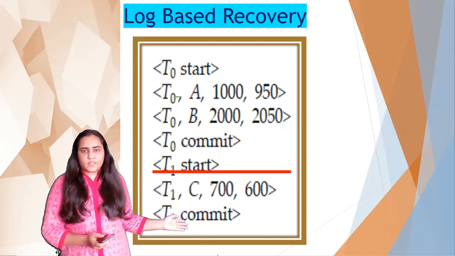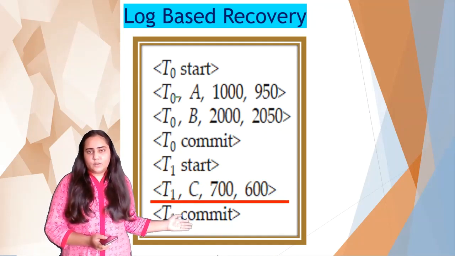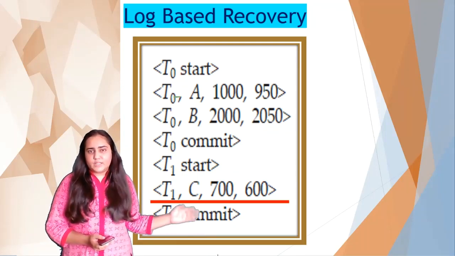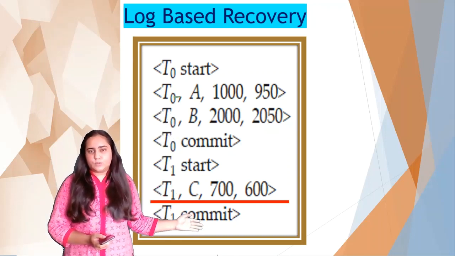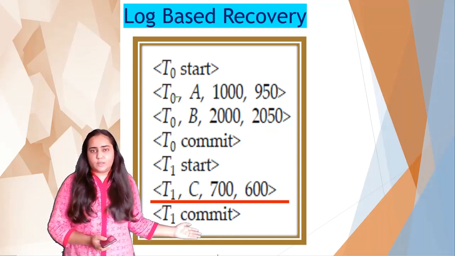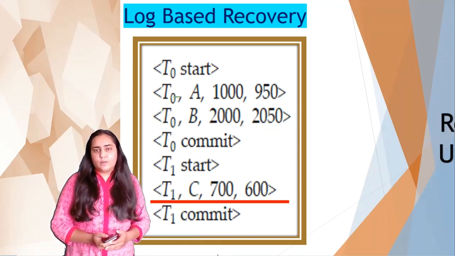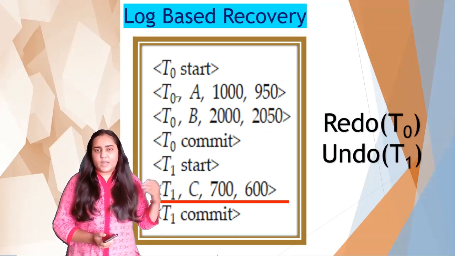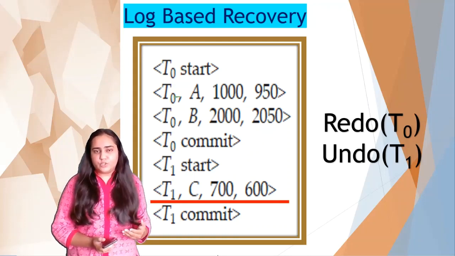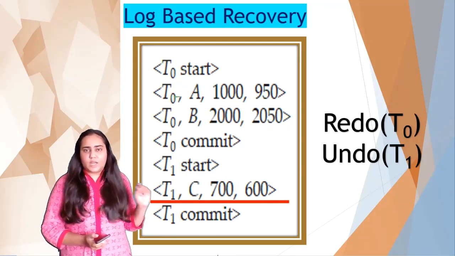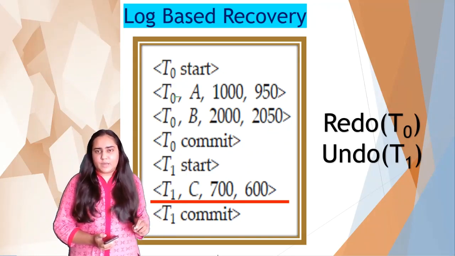Now consider that there is a failure at this point. So in the log, only this much data is stored, and after that, there's a failure. That means my log only contains everything from T0 start to this statement with data item C, but nothing of commit is stored in my log. So in this case, because T0 has the start as well as the commit operation, I have to redo T0, which means I need to make the values of A and B 950 and 2050 respectively.